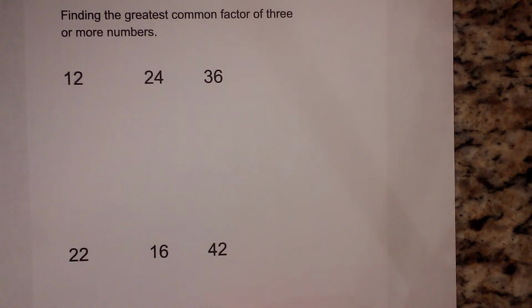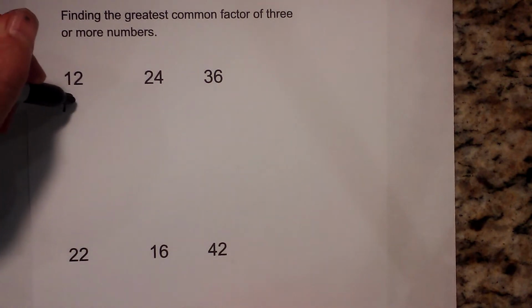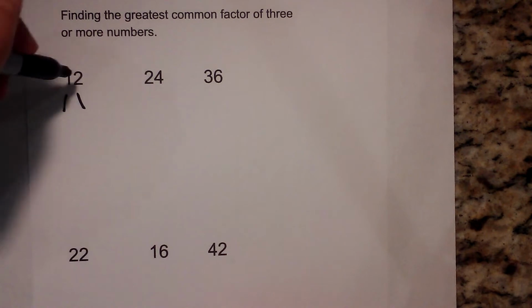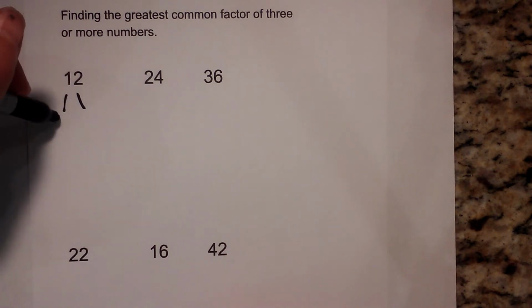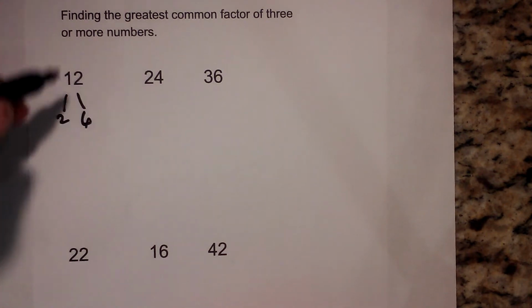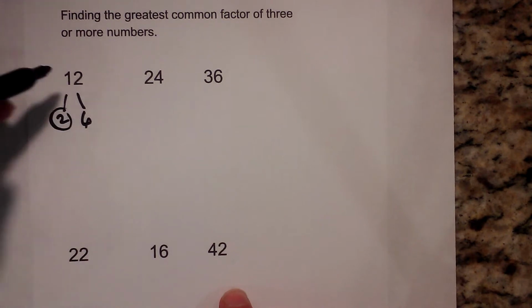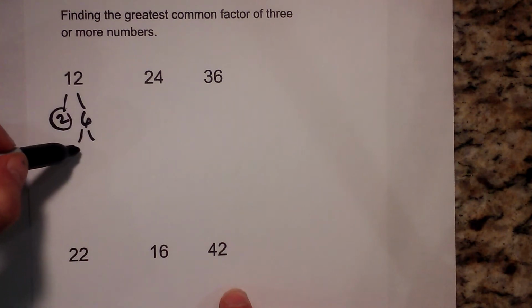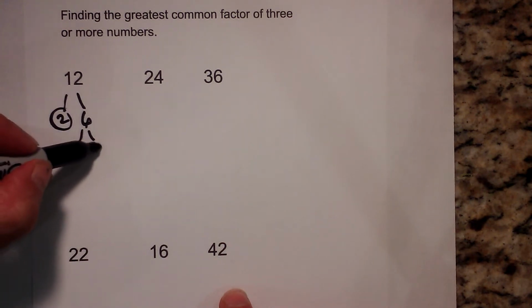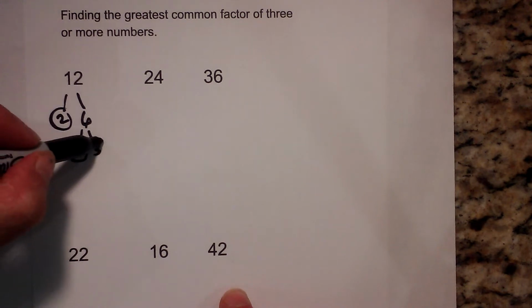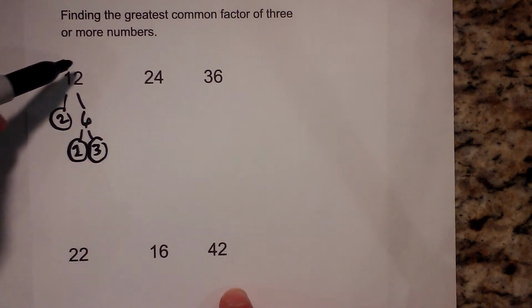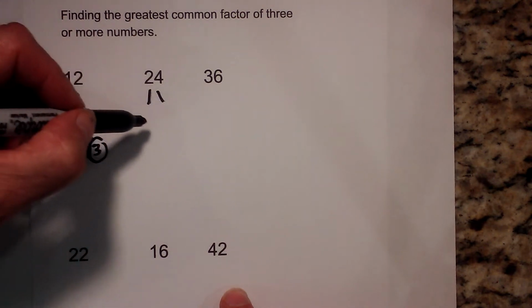Okay, so step one is to create a factor tree for each of these numbers. So I'm going to, 2 will go into 12 6 times, and 2 is prime, so I'll circle that. 2 will go into 6 2 times, 3, and these are both prime. So I have a factor tree for 12, and I'll do the same for 24.